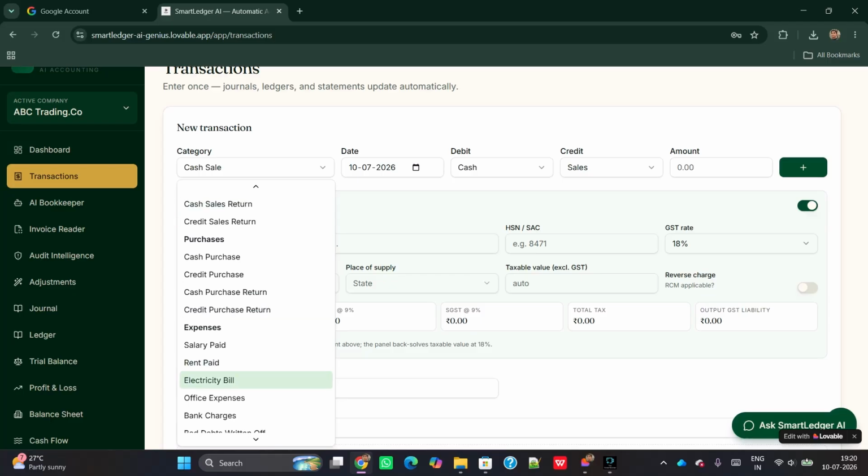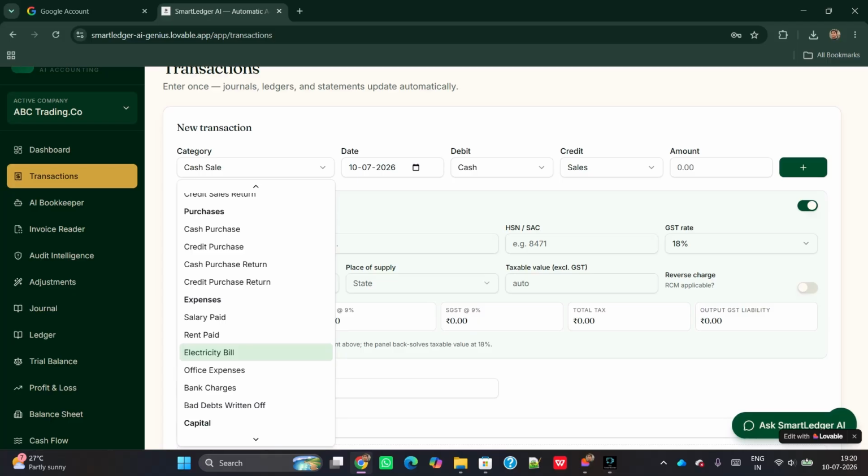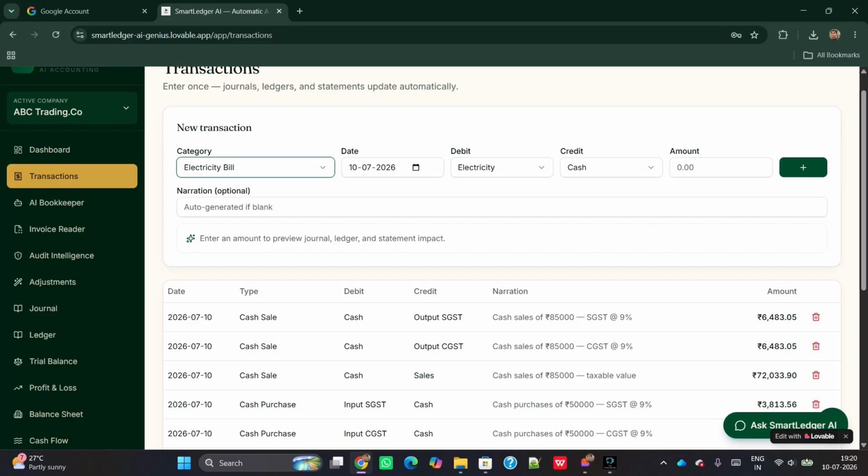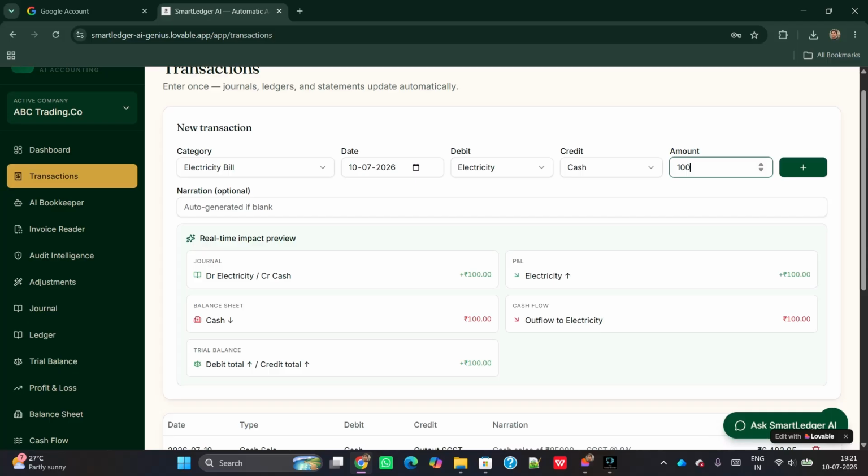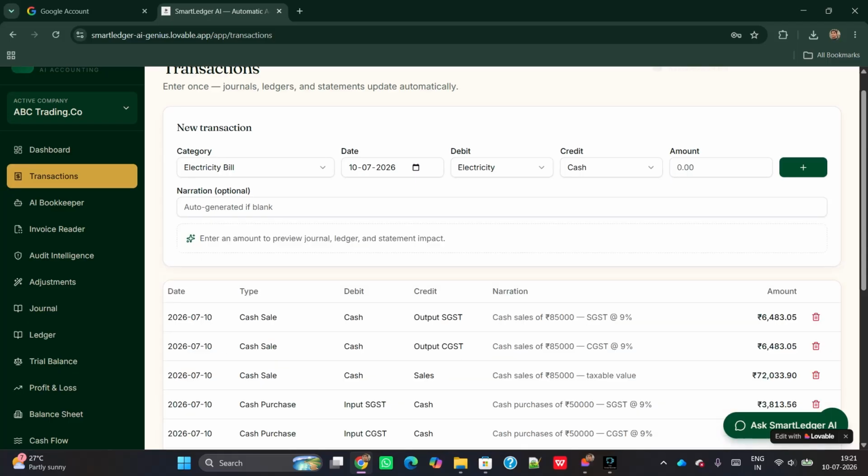Yes, in the expense option we can add on the tax, which means we can add the expenses which are incurred in the business. So let's take an electricity bill of rupees, let's take 1,000. Yes, so we will add this. Yes, our transaction has been added.